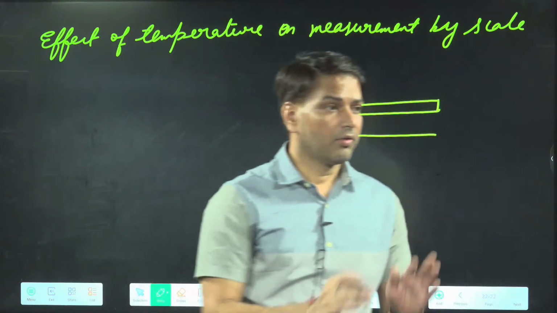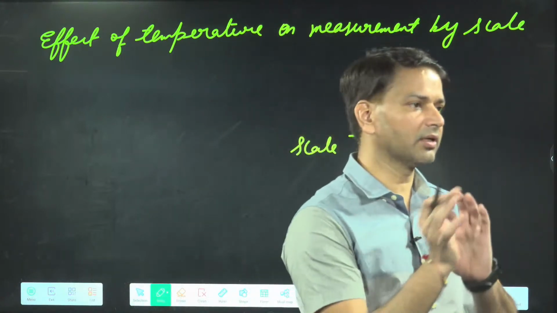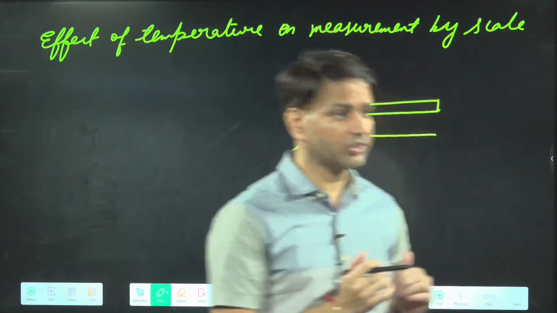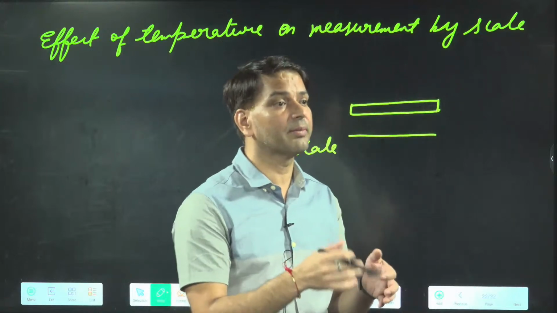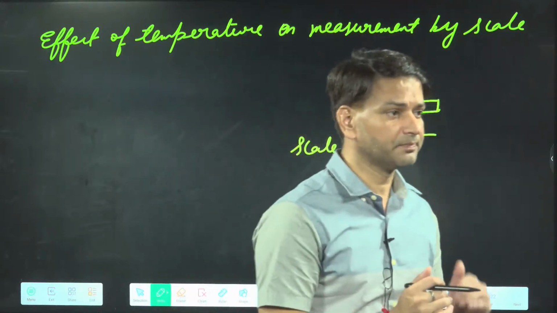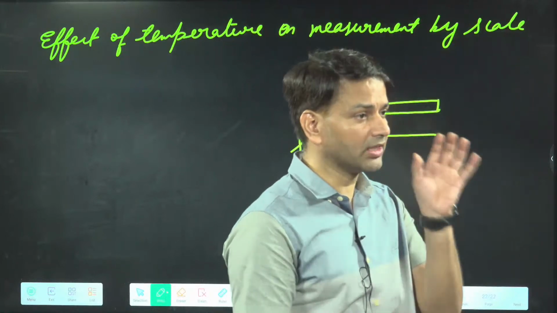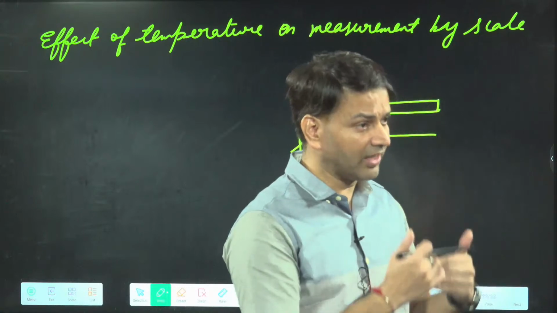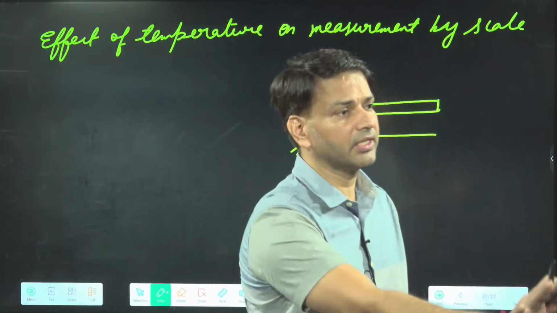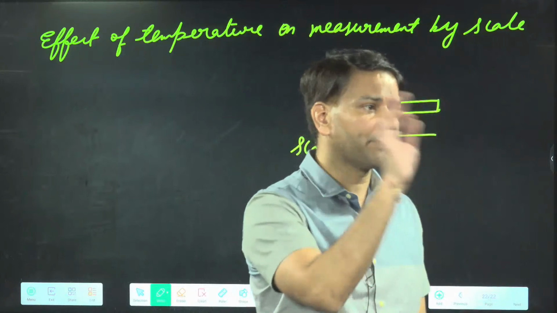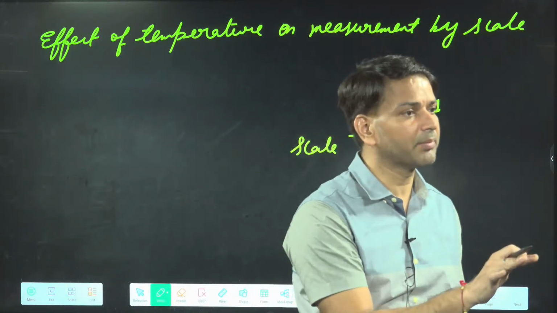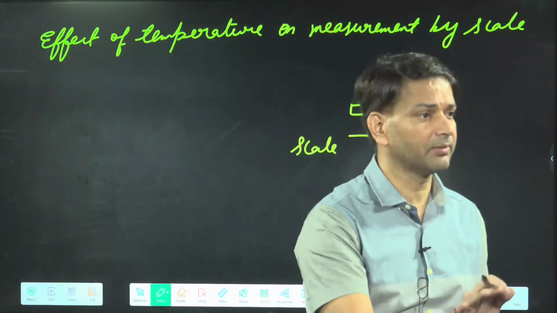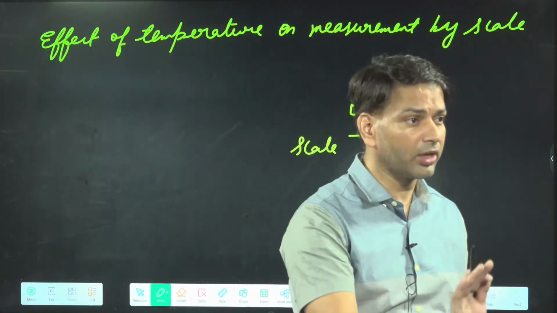For the scale, they use one word: calibration temperature. Calibration temperature means the temperature at which it will give the correct reading, or the temperature at which the scale was constructed. Again, what is the calibration temperature? The temperature at which any device was constructed. So at that temperature, it will give the accurate reading. Like for a pendulum clock, calibration temperature means the temperature at which the clock will give the right time, or the temperature at which the clock was constructed.